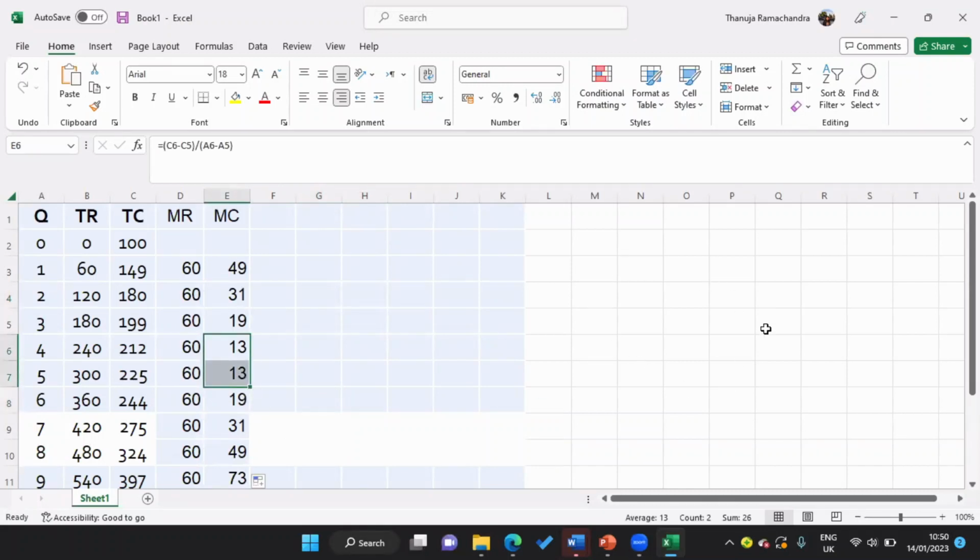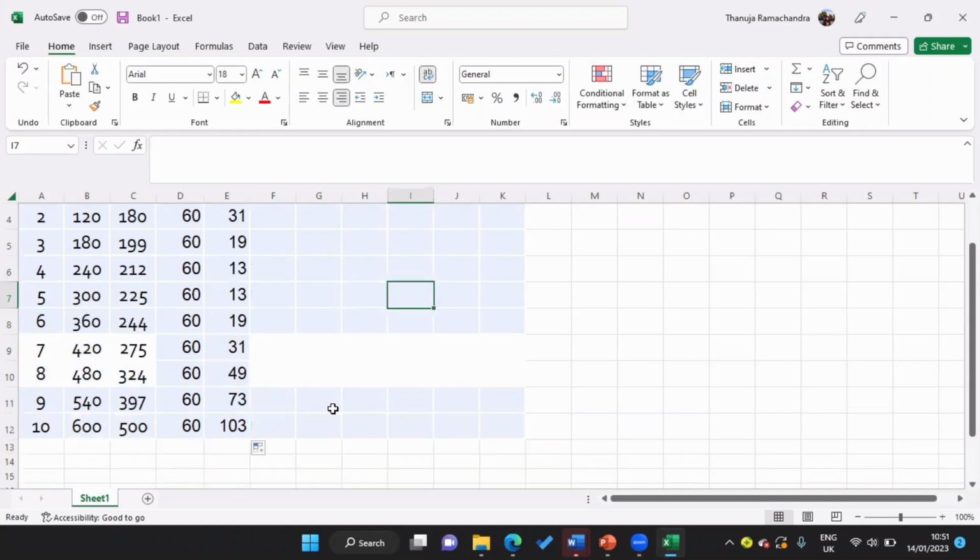So you see that shape, U shape, right? It's coming down from the higher level, 49 becomes 31, 31 becomes 19, 19 becomes 13. And then from 13, there is a constant. And then after that it is again rising, right? So the minimum is here, right?